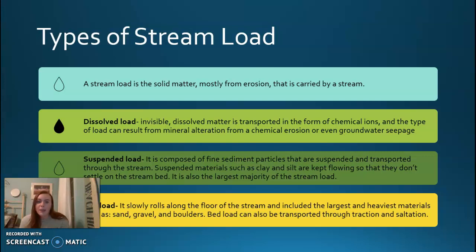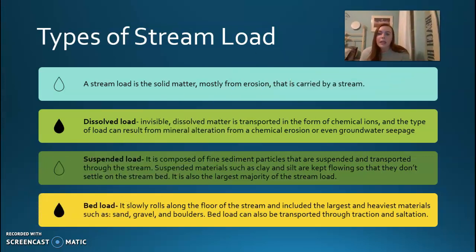Secondly, we have the suspended load, and it is composed of fine sediment particles that are suspended and transported through the stream. The suspended materials such as clay and silt are kept flowing so that they don't settle on the stream bed, and it is also the largest majority of the stream loads. And lastly, we have the bed load, and it slowly rolls along the floor of the stream and includes the largest and heaviest materials such as sand, gravel, and even boulders. And the bed load can also be transported through traction and saltation.